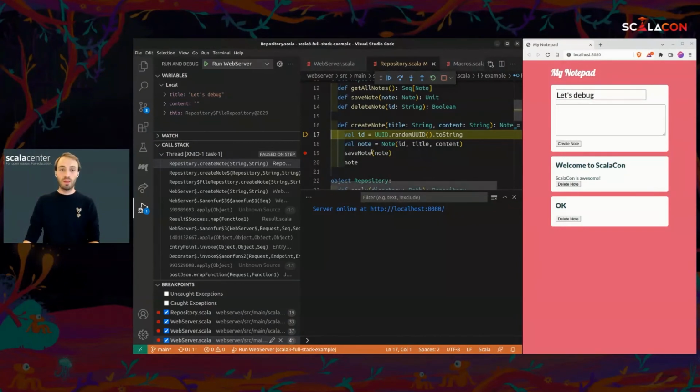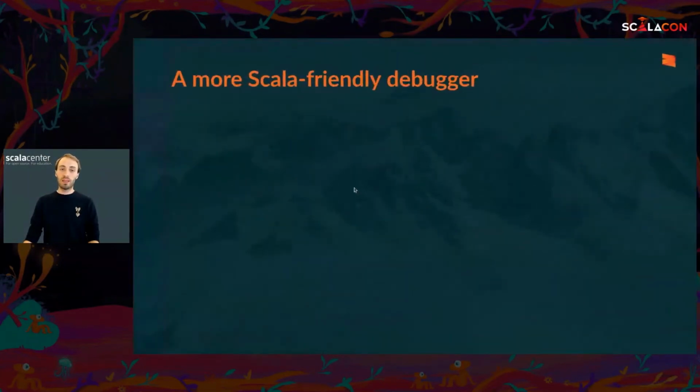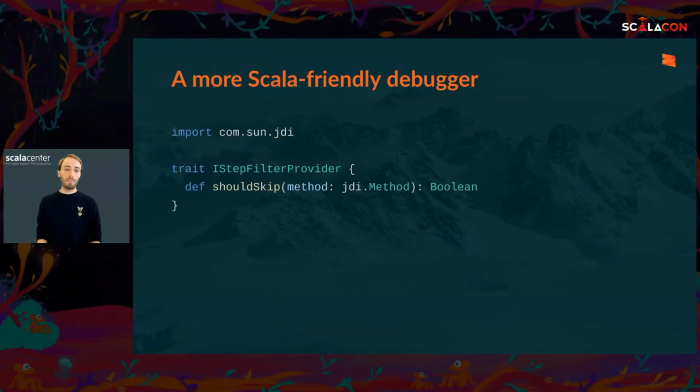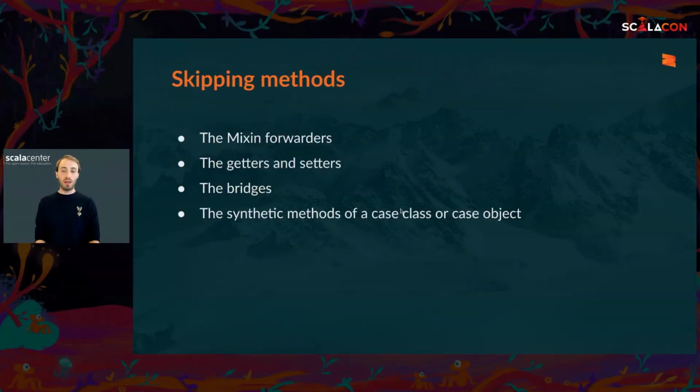Okay, so maybe one thing we can add to the debugger is a step filter, whose goal will be to filter all the steps that are useless when debugging Scala code. This is the interface of step filter, and those are the methods that we want to skip. So we want to skip the mixin forwarders, as we saw, but maybe also the getters and the setters, because in Scala they just return the value of some field, or they just set the value of some field.